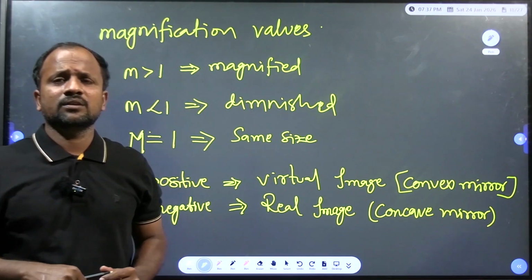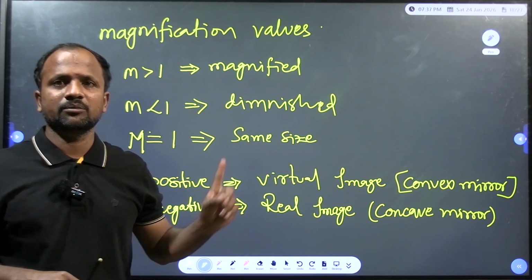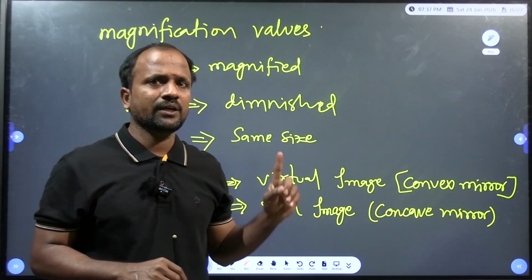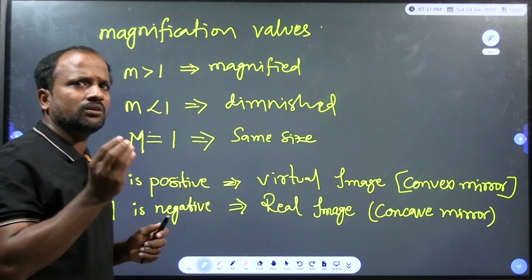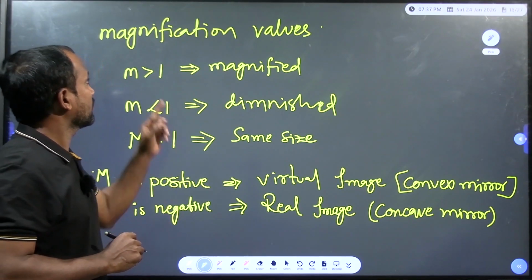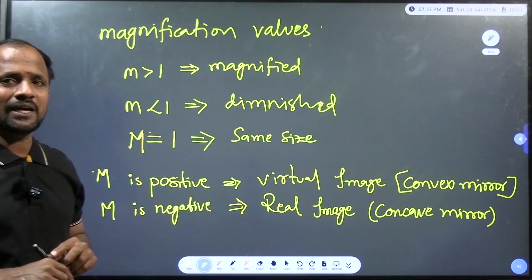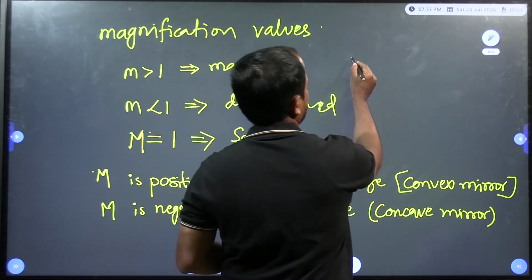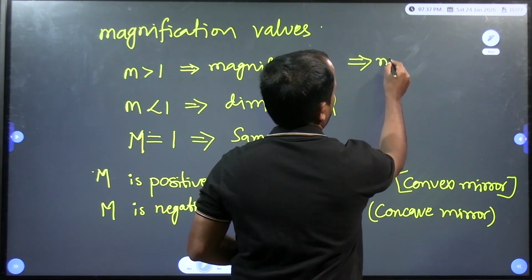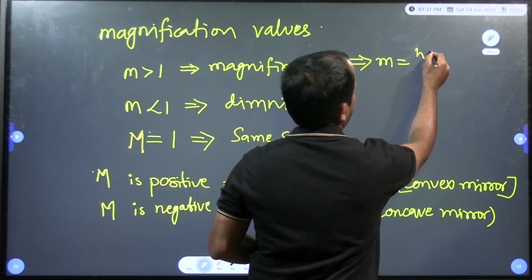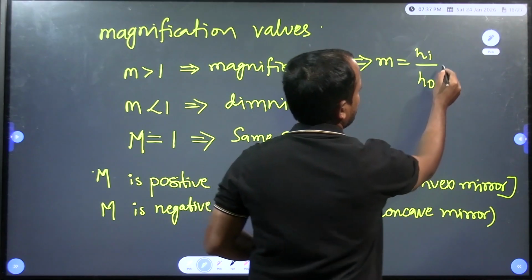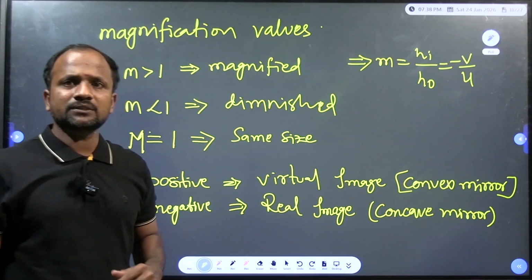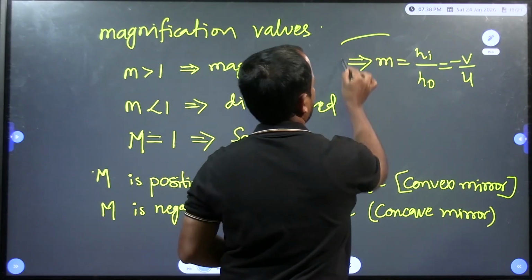Right, from the last session, we are discussing reflection of light at curved surfaces. Now the last small topic remaining is magnification values. This magnification formula we already discussed. What is this? M is equal to Hi by Ho, which is equal to minus V by U. This is the formula.